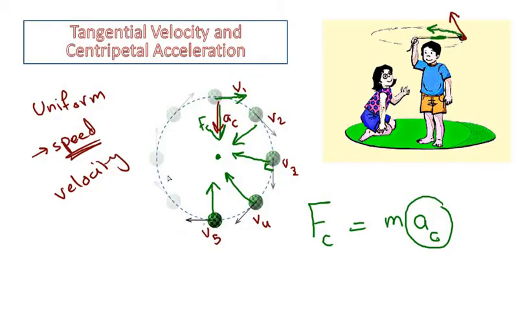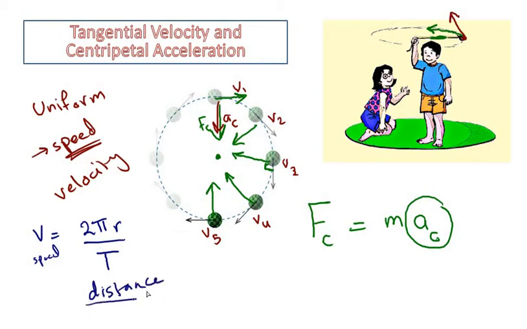Now, to calculate the magnitude of the average speed of any object in a circular path, we use this formula: v equals 2 pi r over t. Actually, this is not a new formula. Let's break it down. V is the speed, because it's the magnitude of the velocity. 2 pi r is the circumference of the circle, so this is the distance traveled by the object. The t here, the period, is the time needed to complete the cycle. So it is distance over time. This is the formula that we know for calculating the speed.